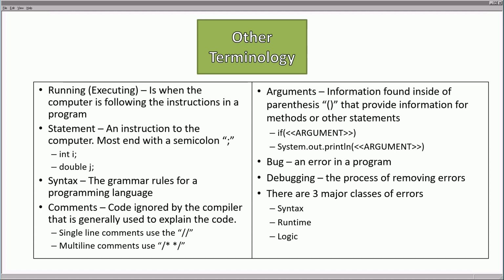Arguments are information found inside of parentheses that provides information for methods or other statements. These come up a good bit. A bug is an error in a program, and debugging is the process of removing those errors. Now, one of the hardest elements in this class is debugging. So let's go over the three major classifications of errors: syntax, runtime, and logic.